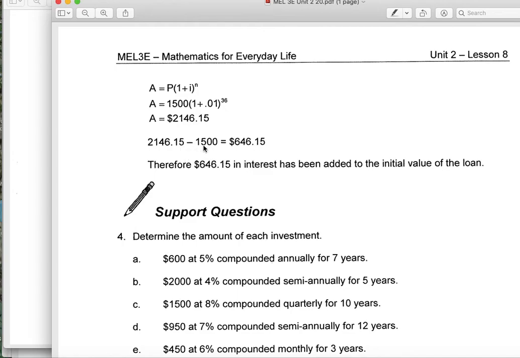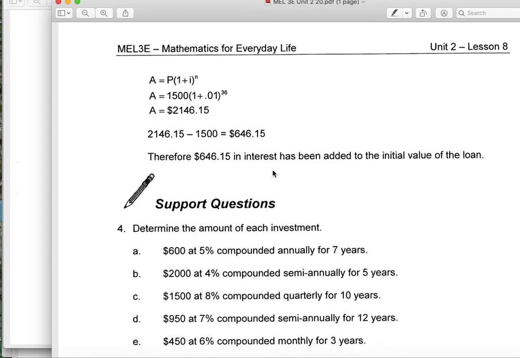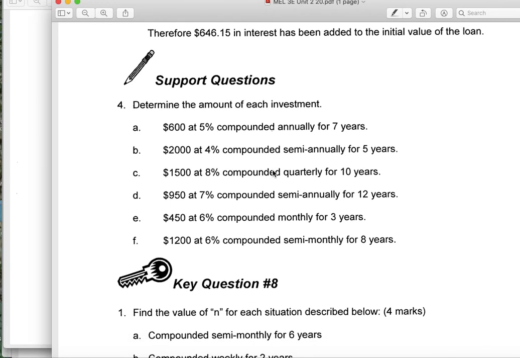The reason that they're taking 1,500 away from here is because it's asking what the interest is earned. Remember, A is the total amount of your principal investment plus your interest. So in order to calculate just what you earned in interest, you have to take out that initial principal value. So in total, this investment earned $646.15.